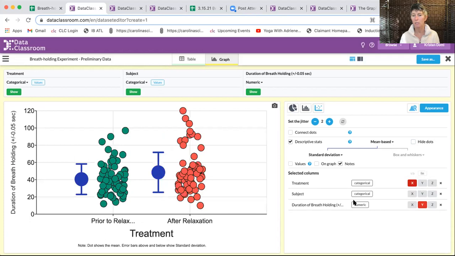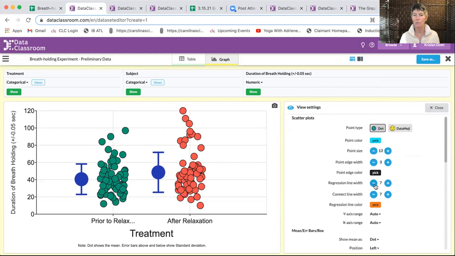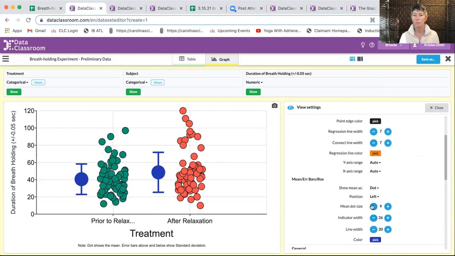And after the treatment, we have prior to and after relaxation. I want to break it up so that it's by duration. So that's my y-axis, and these error bars are now quite robust. I can give them a little bit of a break here. They're kind of bigger than I need them to be. So I can bring them down to be more visual.